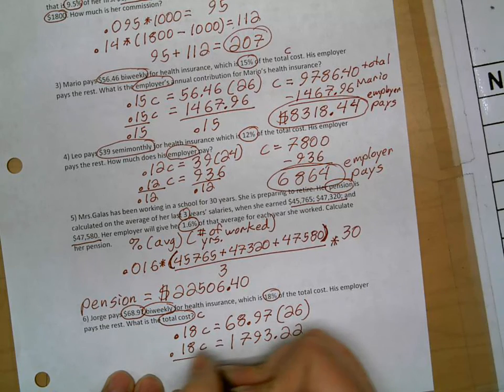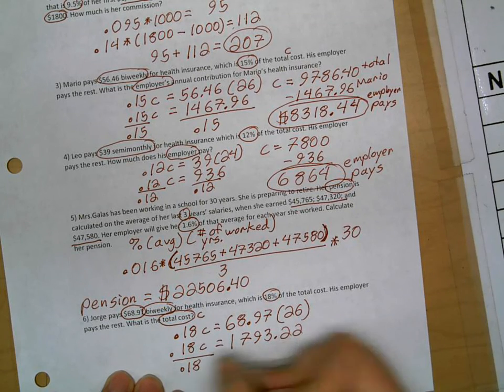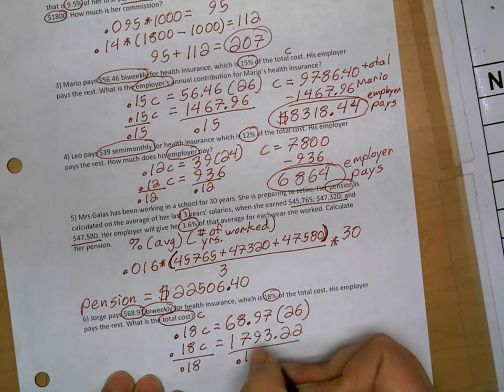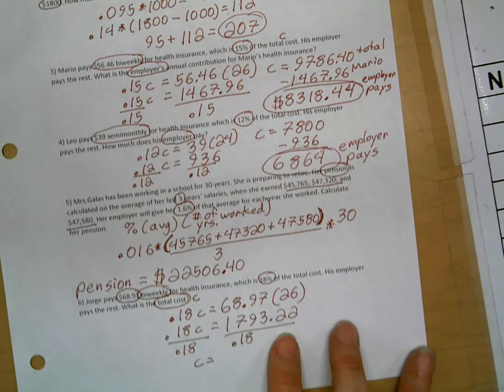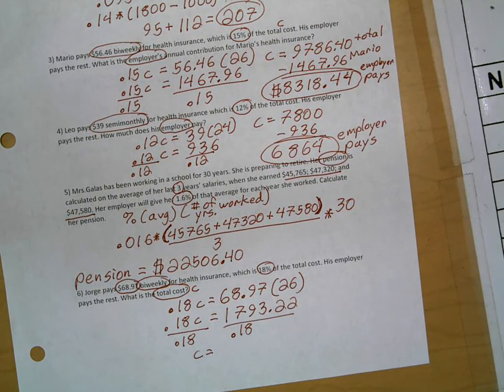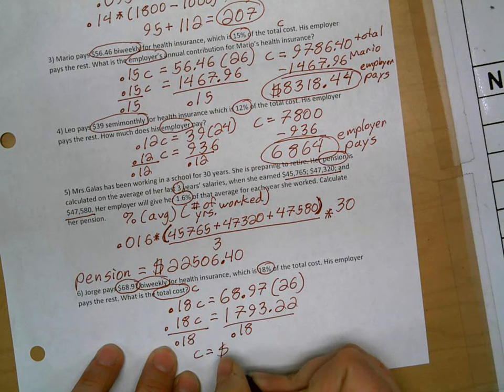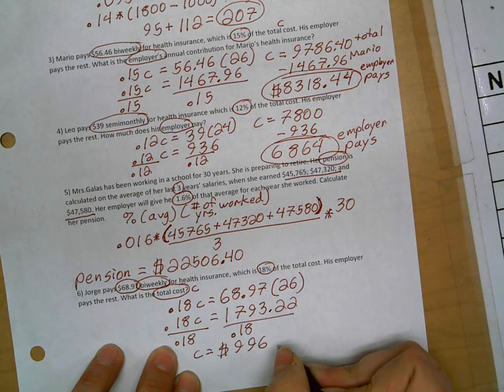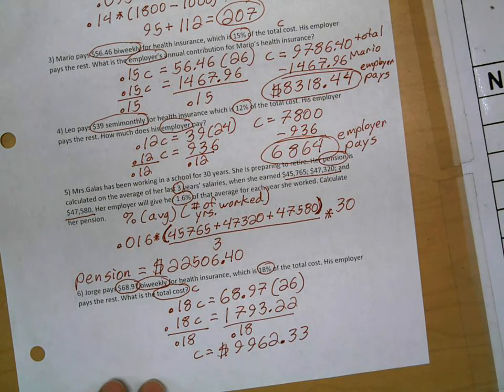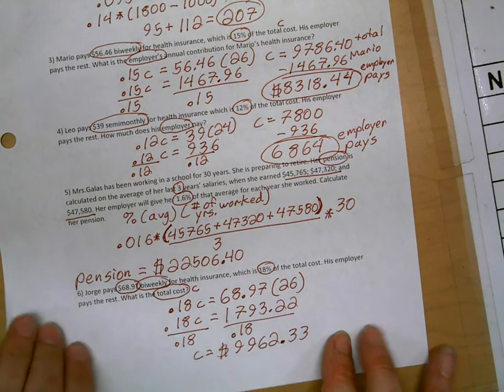And then we're going to go ahead and divide by 0.18. Everybody, please remember, you can always pause this. Okay, so please pause it and make sure you're doing the calculations along with me. And we get $9,962.33. Okay, so that is the total cost. Okay, let's go ahead and keep going.